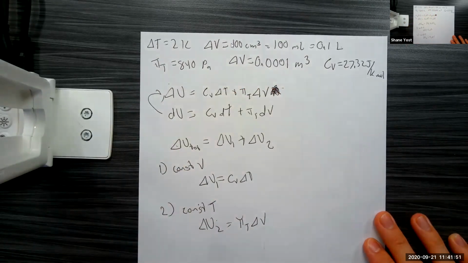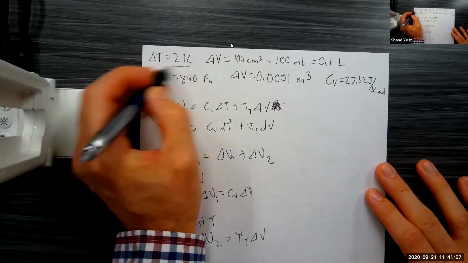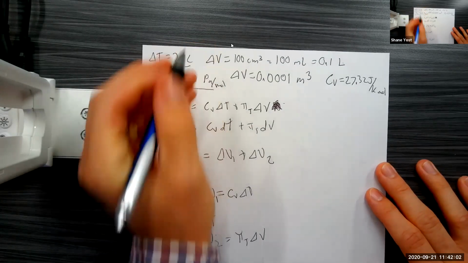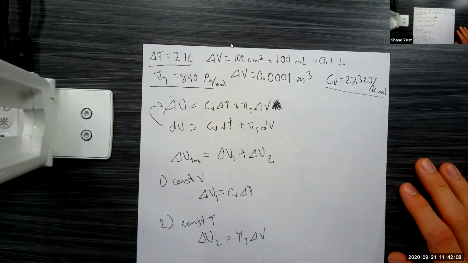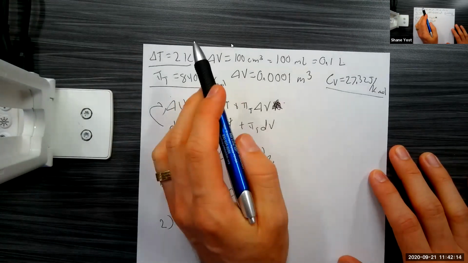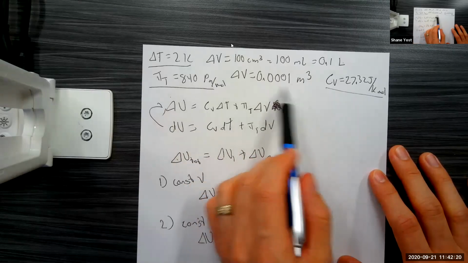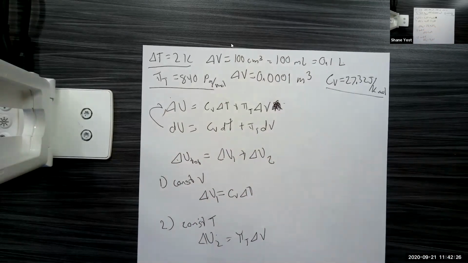Basically, I just need to plug in. Delta T is 2 Kelvin. My pi sub T is 840 pascals per mole. My CV is 27.32 joules per Kelvin mole. My change in volume I could do a number of ways. Originally I was thinking in liters, 0.1 liters, but since the internal pressure is given in pascals, if I get my change in volume in meters cubed, meters cubed times pascal is equal to joules. Then I don't need to convert between liters, atmospheres, and joules.